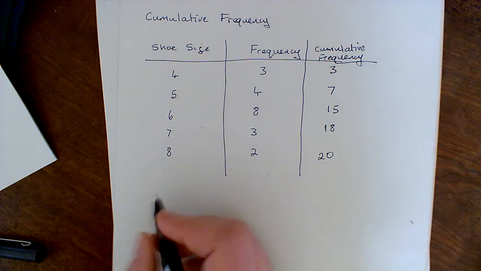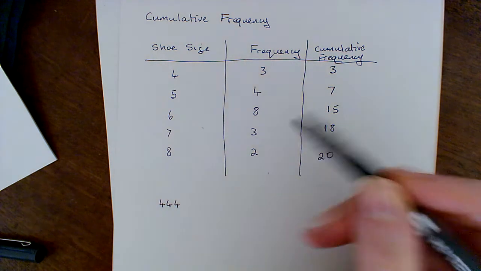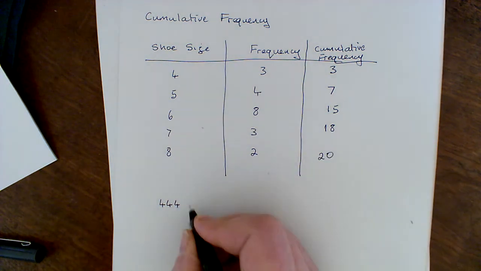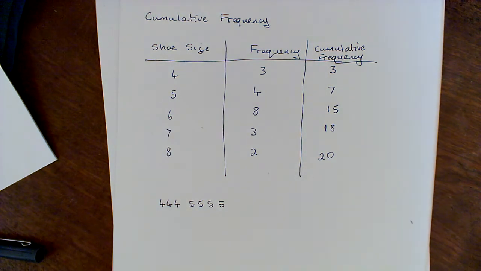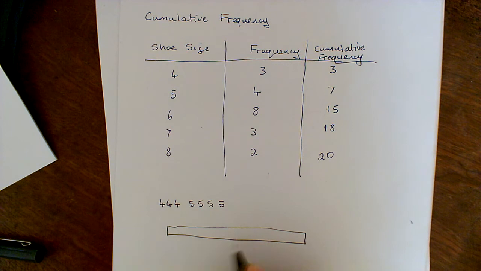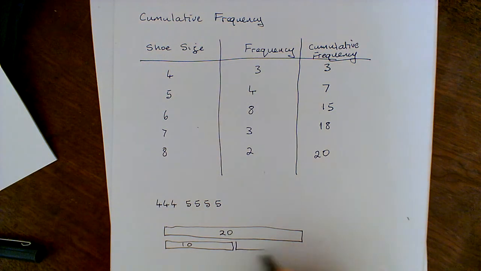So you know there are 3 people with shoe size 4. You know that there are 4 people with shoe size 5. And so on. I get very, very bored doing that. I know that there are 20 people in total. I know, therefore, that in the lower half there are going to be 10 people, and in the upper half there are going to be 10 people.